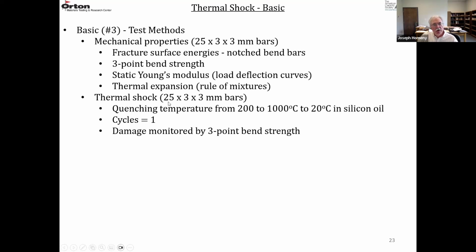Thermal shock was done on the 25 by 3 millimeter bars, and quenching temperatures were from 200 to 1,000 degrees C, and they quenched into a 20-degree C silicon oil, one cycle only, and they measured 3-point bending to monitor the damage, the thermal shock damage.